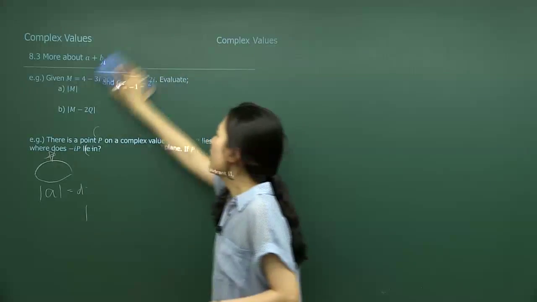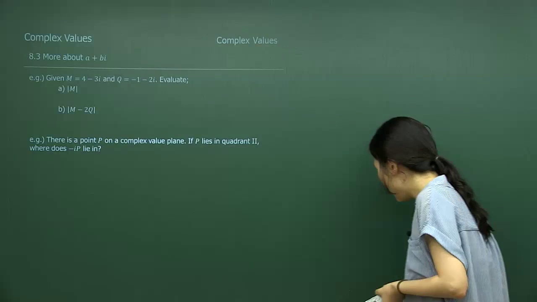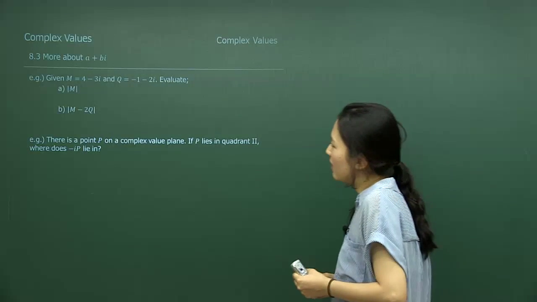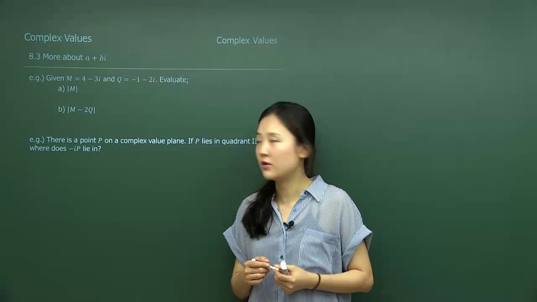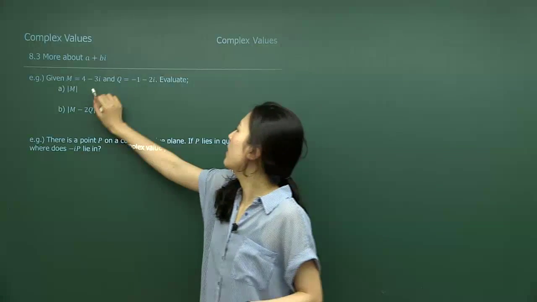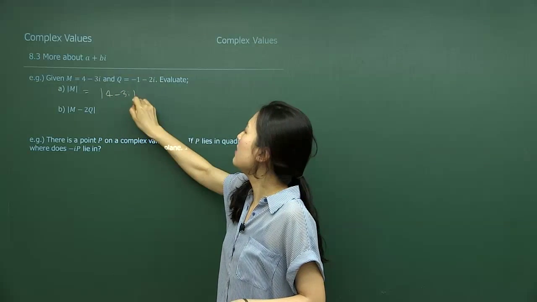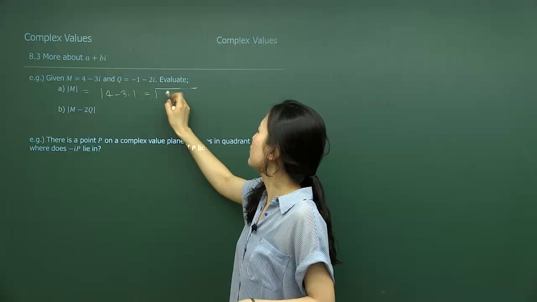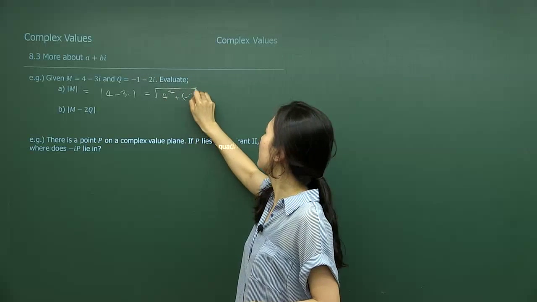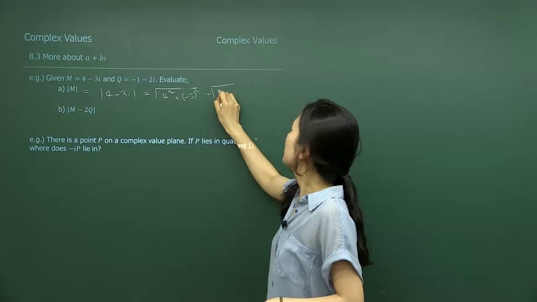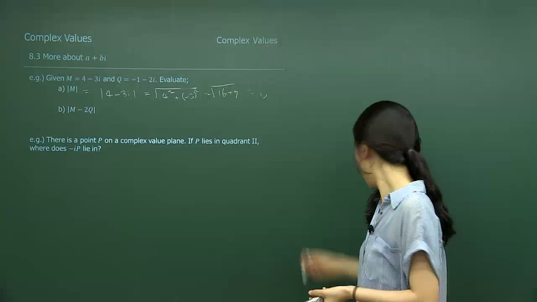All right, so absolute values. I think having to find the absolute value of a complex value is actually quite important when it comes to the SAT Subject Test. Of a single value, it's quite easy. Again, what you're doing is the square root of 4 squared plus negative 3 squared, hence the square root of 16 plus 9, which equals 5.